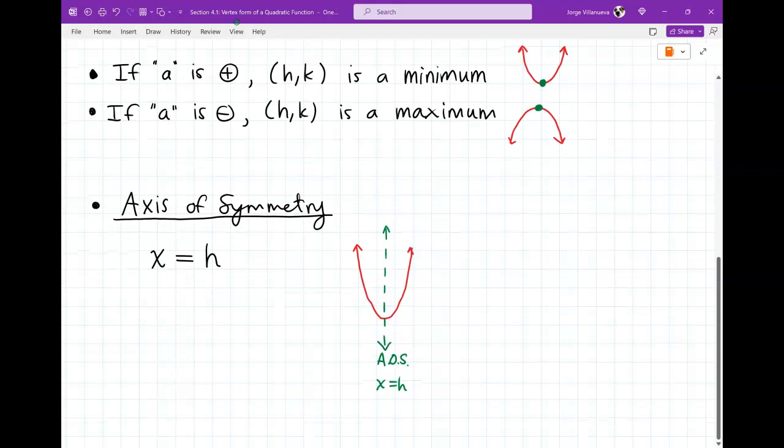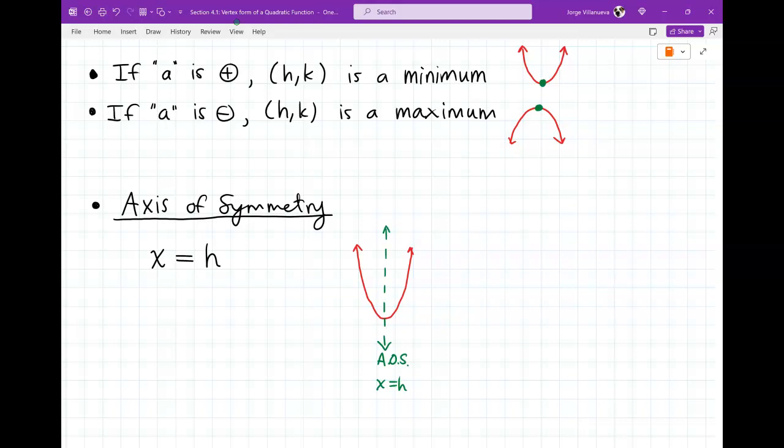If A is positive, the graph is going to open up. It looks kind of like a U shape, a little more V shape, but not so sharp like a V. So it's kind of like a U shape graph. If it's opening up, the very lowest point is going to be our vertex, and we're going to say it's a minimum. If A is negative, that means the graph is opening down, which means that the highest point is going to be considered our maximum.